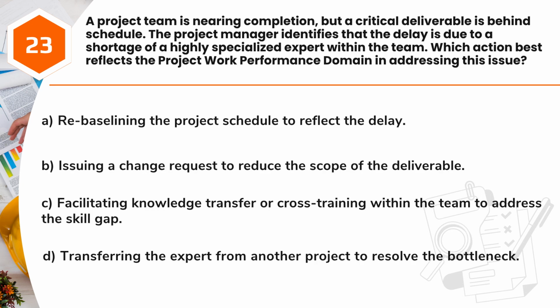Question 23. A project team is nearing completion, but a critical deliverable is behind schedule. The project manager identifies that the delay is due to a shortage of a highly specialized expert within the team. Which action best reflects the project work performance domain in addressing this issue? A. Rebaselining the project schedule to reflect the delay. B. Issuing a change request to reduce the scope of the deliverable. C. Facilitating knowledge transfer or cross-training within the team to address the skill gap. D. Transferring the expert from another project to resolve the bottleneck.